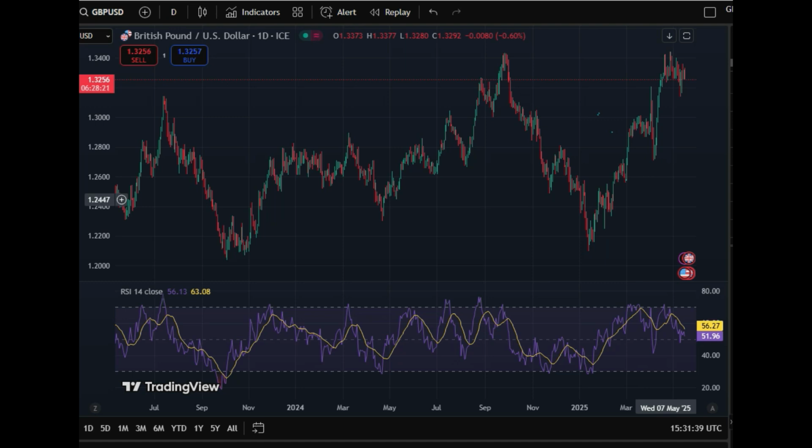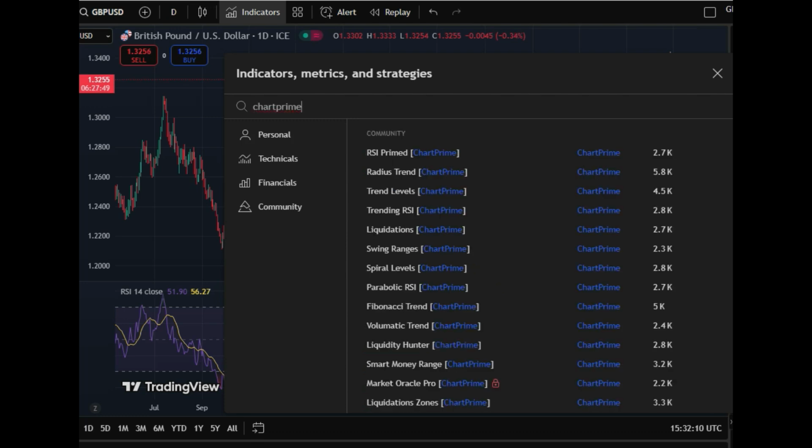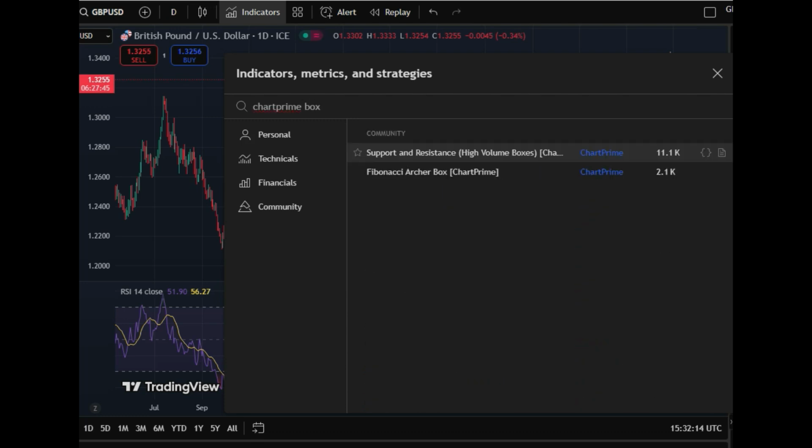I use a lot to analyze support and resistance, find excellent price levels to enter into trade, and you can use it for free. So one of the best indicators in my view is click prime chart prime box, and you will see this indicator, support and resistance, high volume boxes.